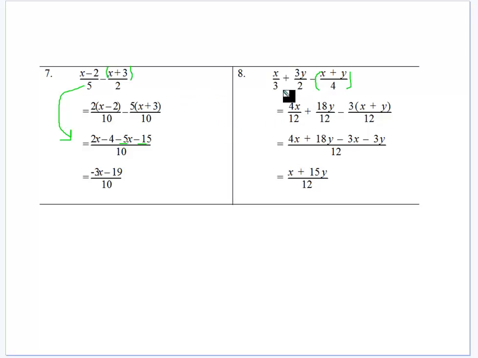So in this one, 3 times 2 times 4 gives me 24, but that's not the lowest common multiple of 3, 2, and 4.